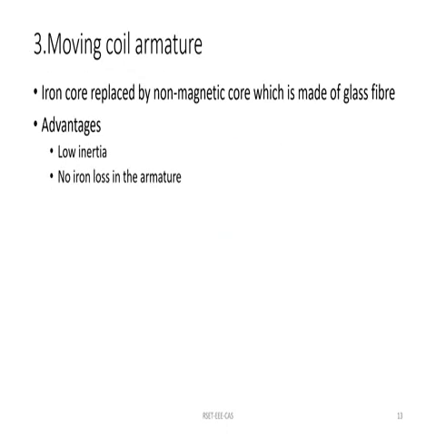Now next type of armature construction is moving coil armature, where the iron core material is replaced by glass fiber material in the armature, and it has advantages like low inertia and negligible iron loss in the armature, since we are using glass fiber material.